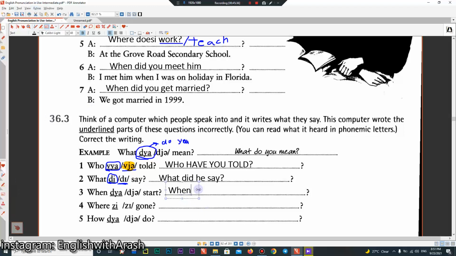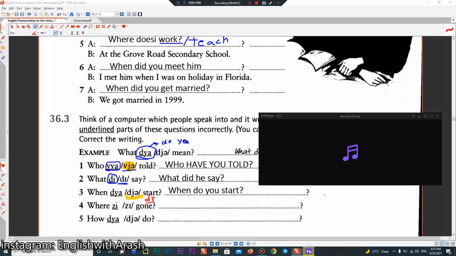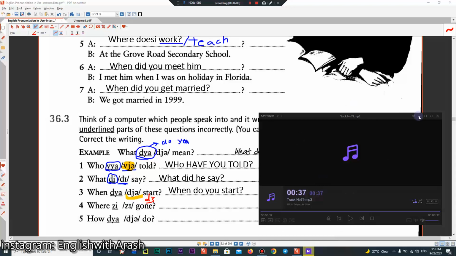When do you start? I mean, if it was did, I would prefer to say when did you start? I would add some j sound, and you know the j sound is not like this. The j sound is like this. This is the j sound, but we don't have it. So I think it's do you, but we'll check it.